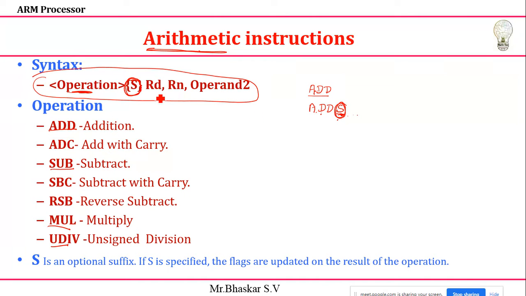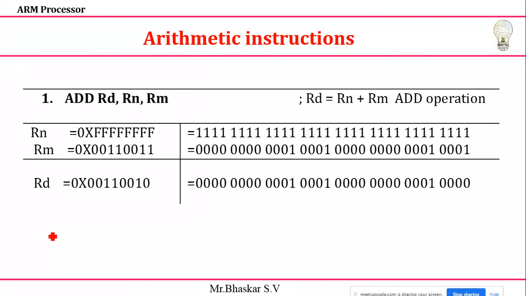Next you have a destination register, then two source registers we are going to use. We'll take an example and do that. So remember, these are the instructions, and we'll move on one by one. The first instruction is ADD. I told you that I'm not going to affect any flag register, that's why I'm not going to take an ADDS. I'll just take an ADD.